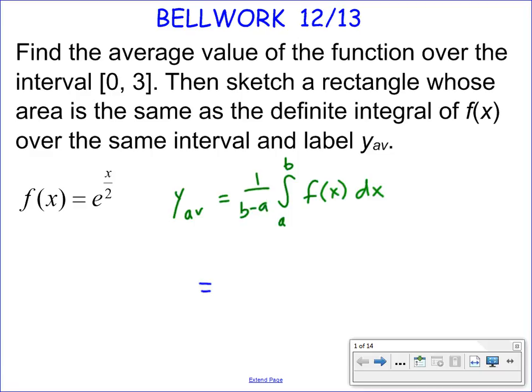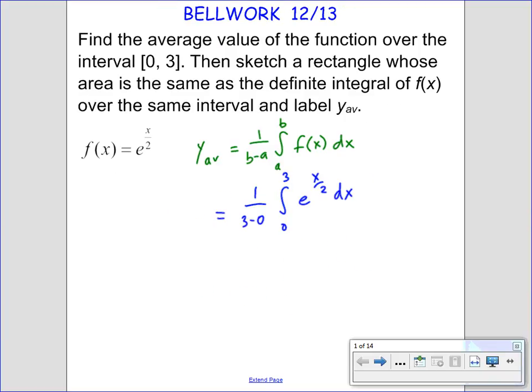For us, we can go ahead and evaluate using this particular function f over the interval 0 to 3. So it looks like 1 over 3 minus 0. My integral is from 0 to 3. My function is e to the x over 2, with respect to x. I've got my 1/3 out front, just chilling, a constant multiplier.